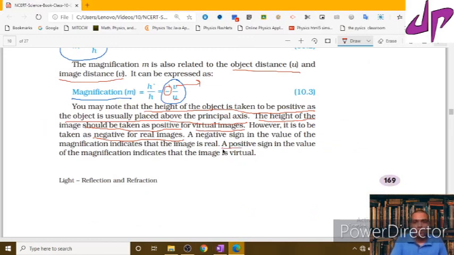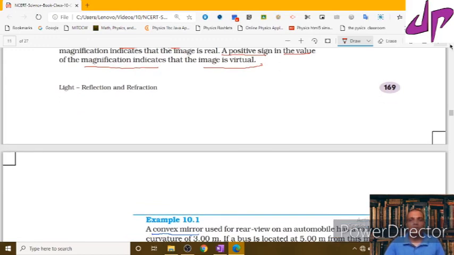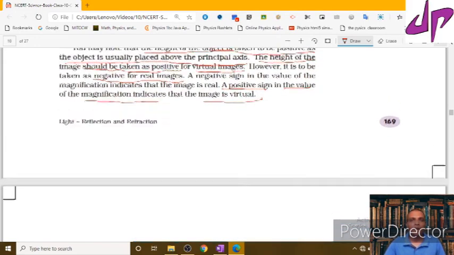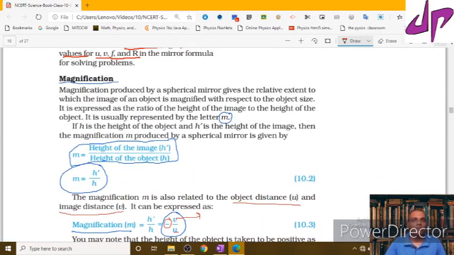A positive sign in the value of magnification indicates the image is virtual. So if the total magnification is positive, then the image character is virtual. We will understand this better while solving problems based on the focal length of spherical mirrors, either convex or concave, and magnification.